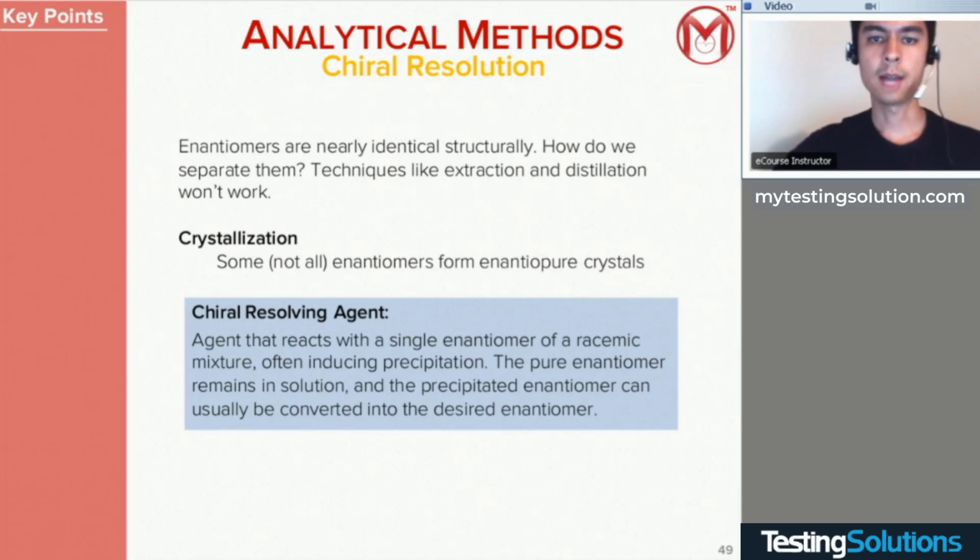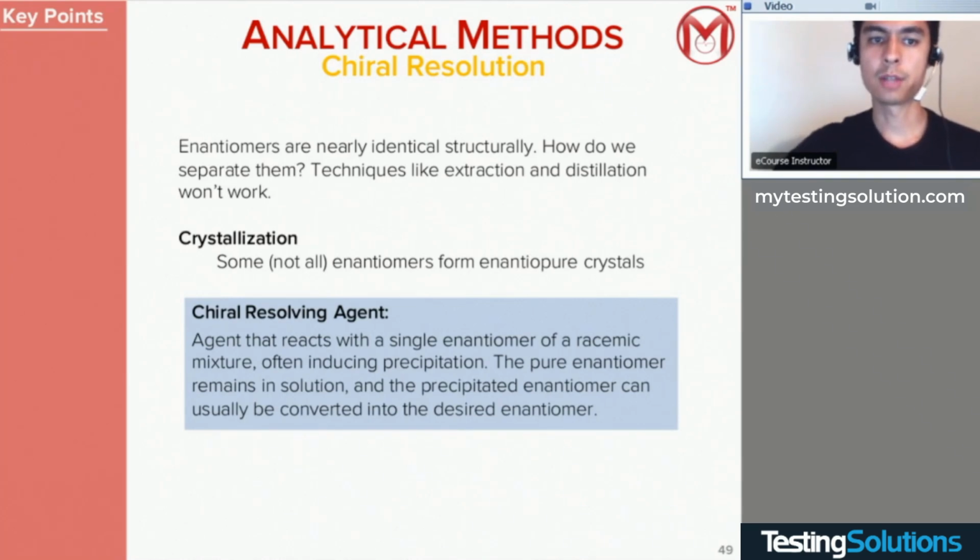Okay. Chiral resolution is another interesting analytical method or preparatory method. We talked about how enantiomers have very similar chemical properties, right? Because they're functionally the exact same molecule, just different stereochemistry. So it makes them really, really hard to separate. They have the same polarity, they have the same molecular weight. So we're not going to be able to separate them by these classical methods like distillation or liquid extraction, which are relying on molecules with different structural properties.